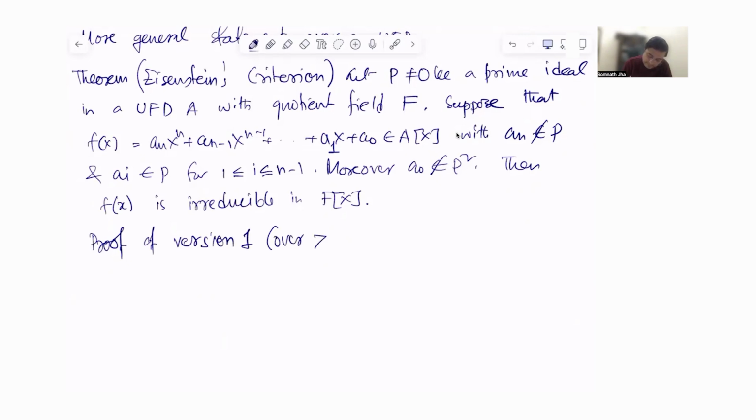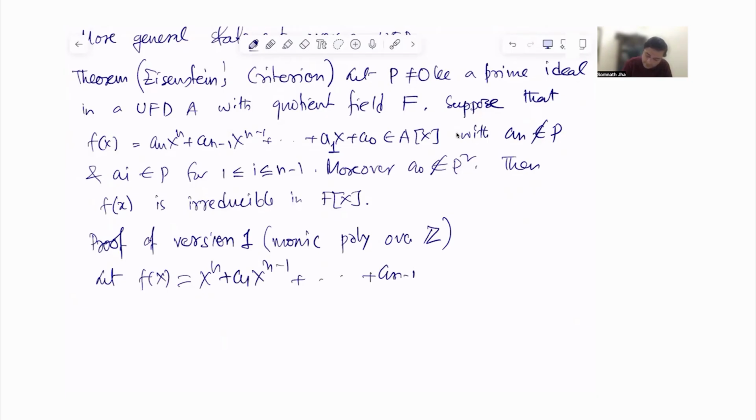Over Z and monic polynomial. So we have f(x) equal to x to the power n plus a1 x to the power n minus 1, up to a_{n-1} x plus a_n, which belongs to Z[x], and p prime, p divides a_i for all i, and p squared doesn't divide a_n.